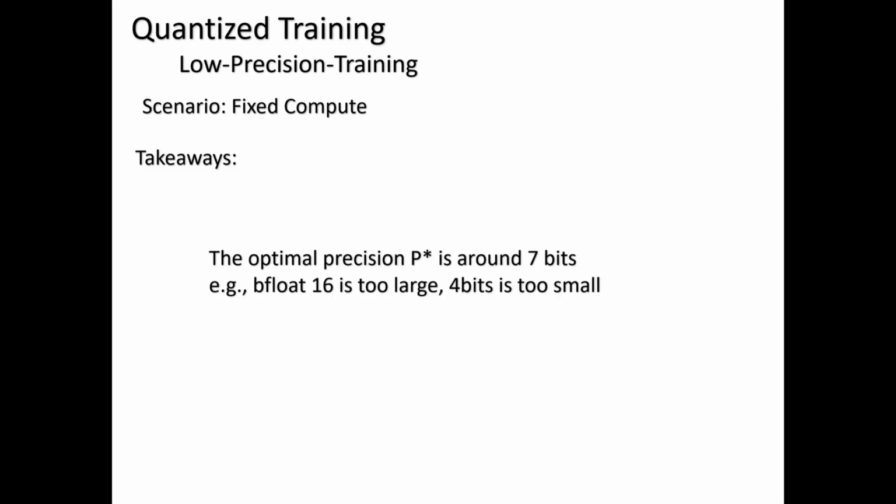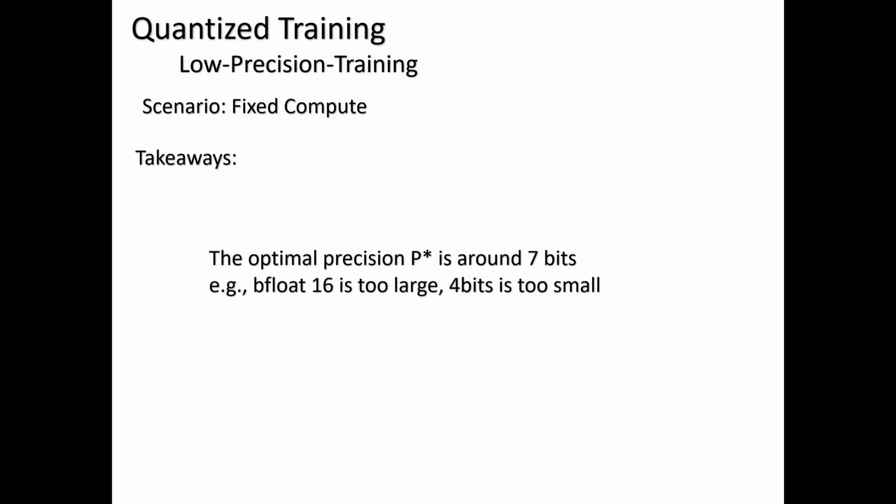And another scenario is we only fix the compute, and we are free to choose the quantization degree, the number of parameters, and training data. So the takeaway we have is that the optimal precision used for training is around 7 bits. Using bfloat16 is a waste of parameter precision, and 4 bits is not enough for the training. So it unnecessarily reduces the validation loss.